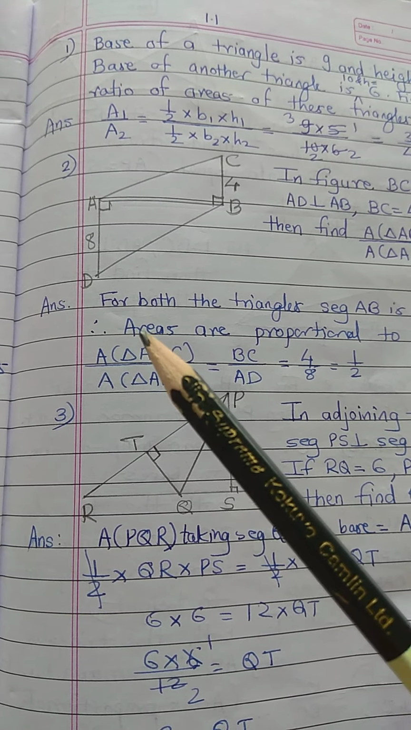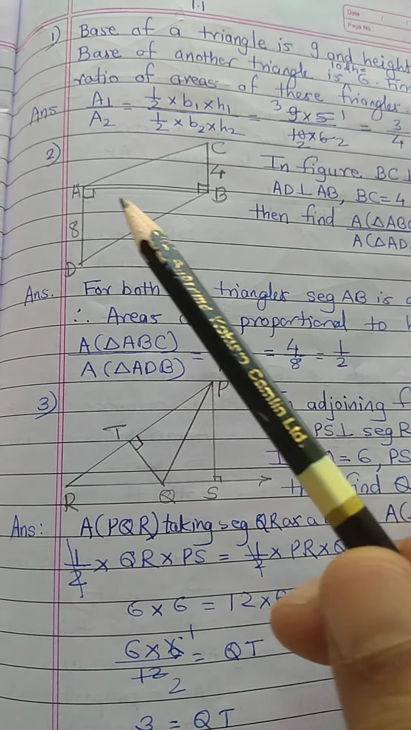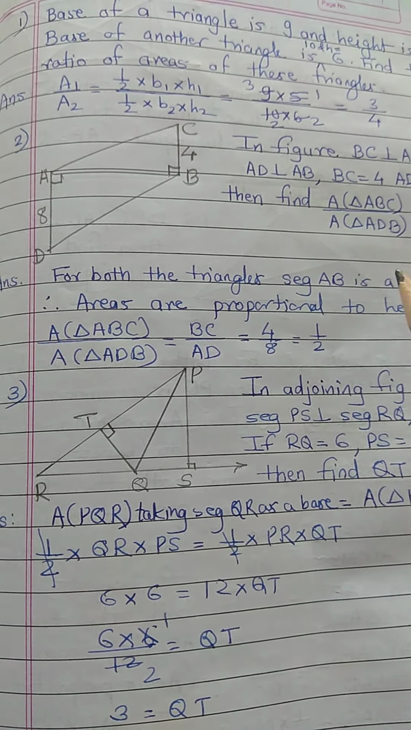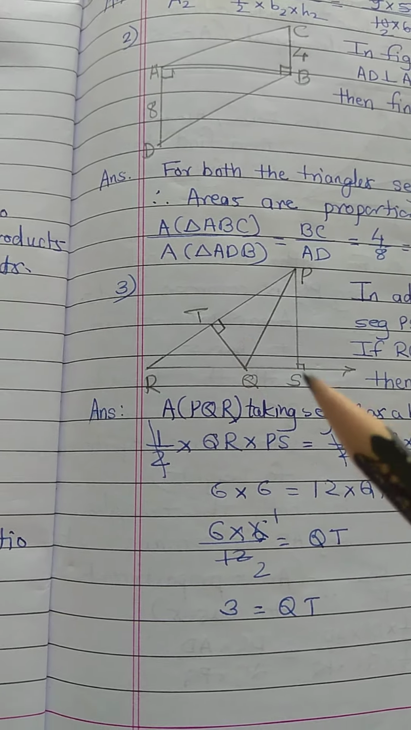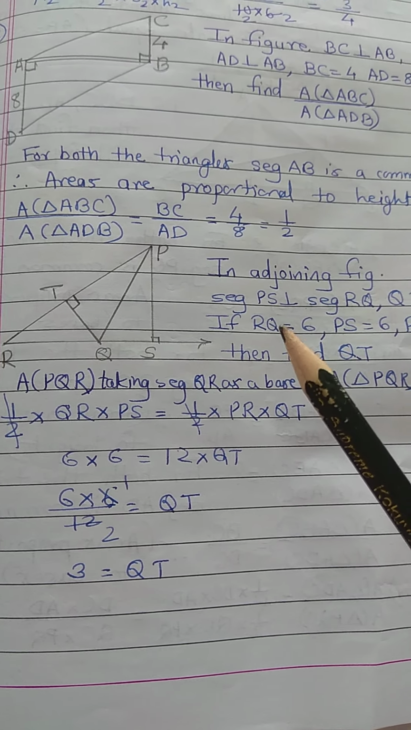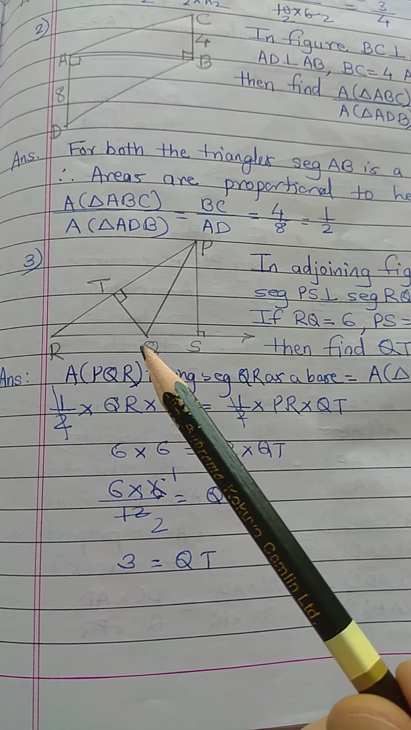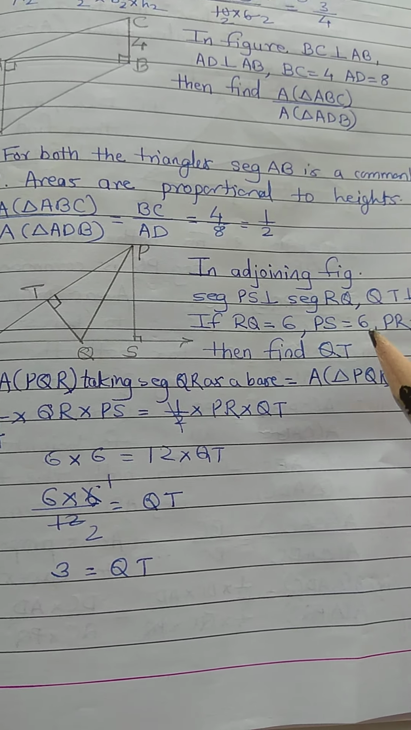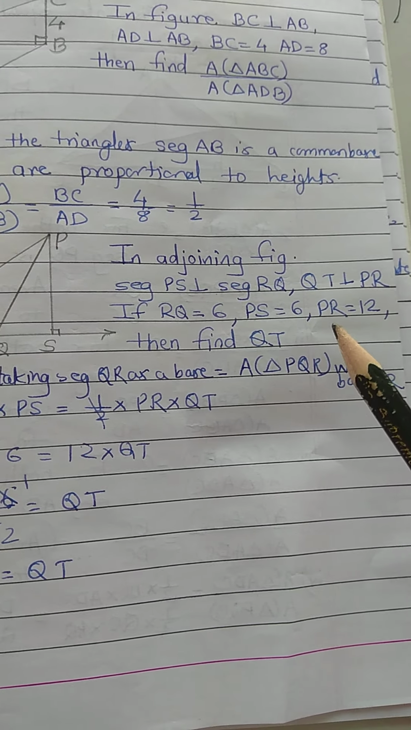Easily we can say that area upon area is equal to height upon height if bases are equal or base is common. Here base AB is common and therefore areas are proportional to heights. Now, question number 3. Here the values of RQ and PS. RQ is the base of the first triangle PQR, and PS is the height of the same triangle PQR.